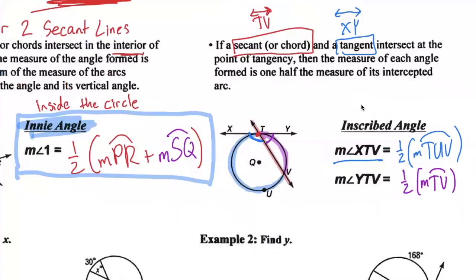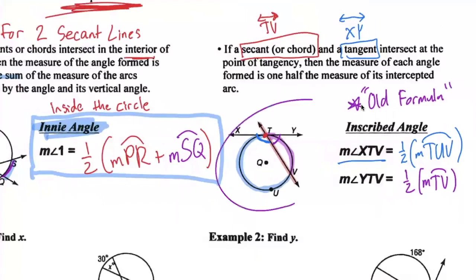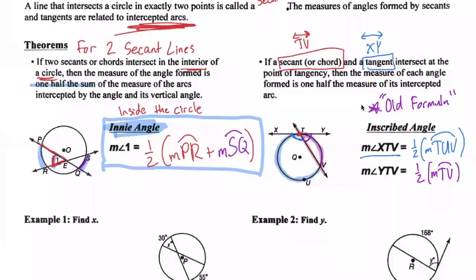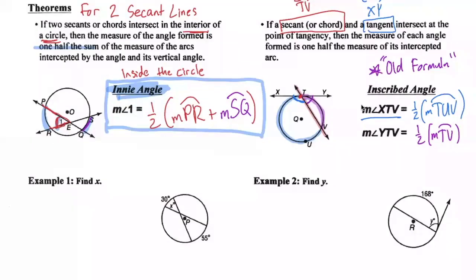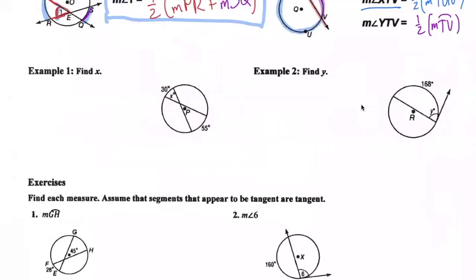So honestly, this is more of an old formula, so that's nothing new. You just have to visualize and be able to see that these are inscribed angles, which is something you already learned in 10.4. All right, let's do this real quick. I'm going to do examples 1 and 2, and then you will do the regular exercises 1 and 2.